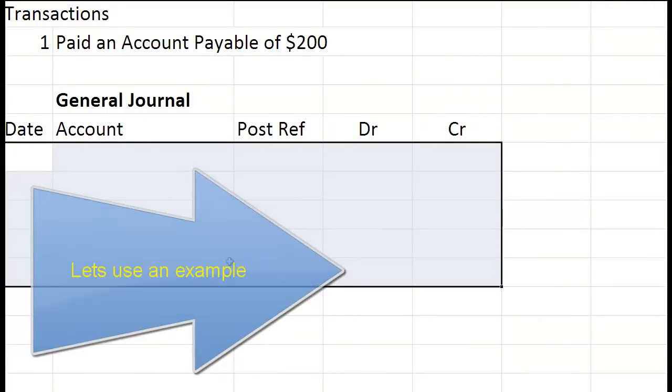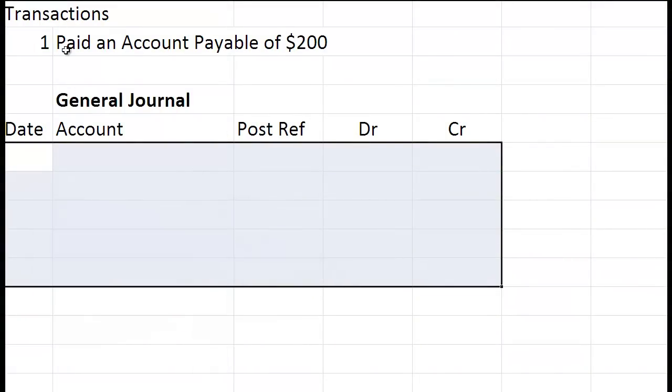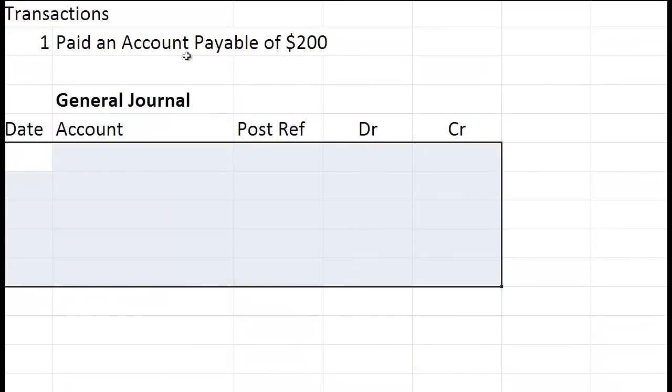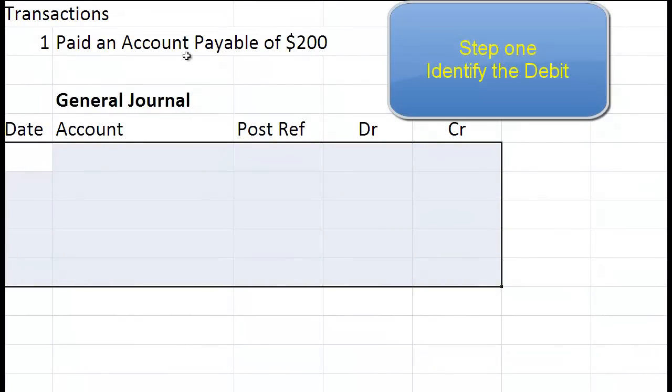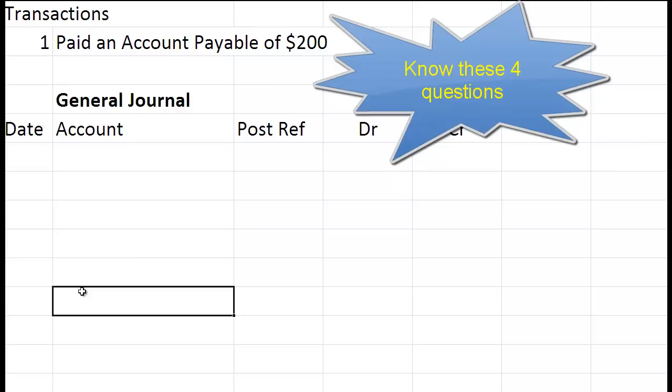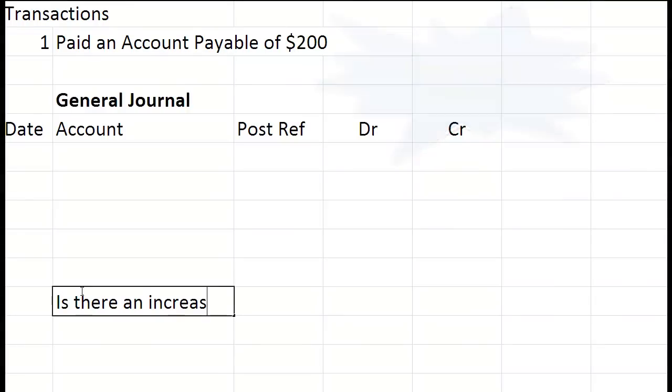So we'll go to the journal, and here's our example. The transaction was, let's say on the 1st of the month, you paid an account for $200. So what is step one in writing this journal? Is to identify the debit part of this transaction. And to do this, you will ask yourself 4 questions. Let's think about those questions. And that's this. Is there an increase in an asset?